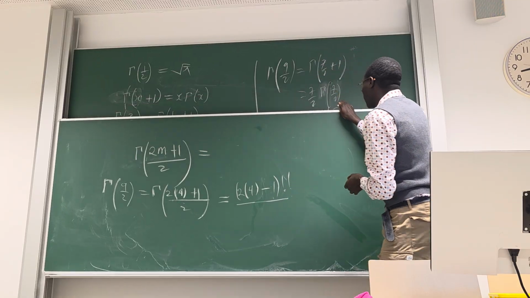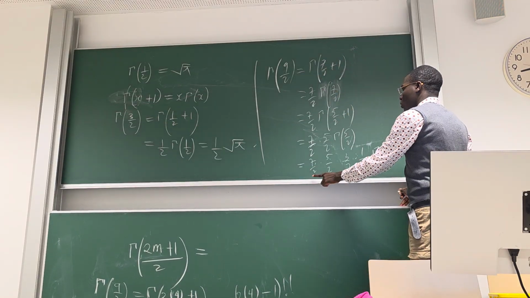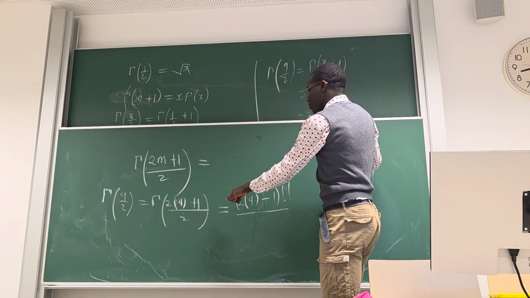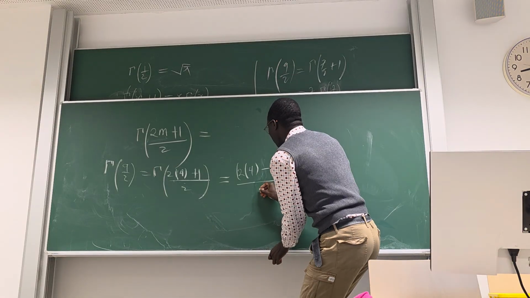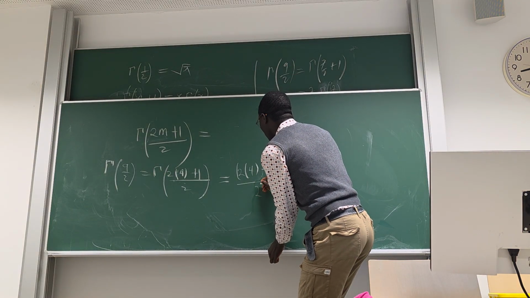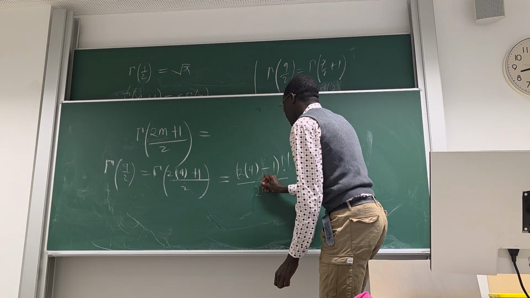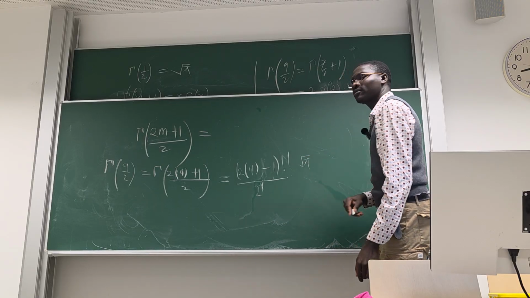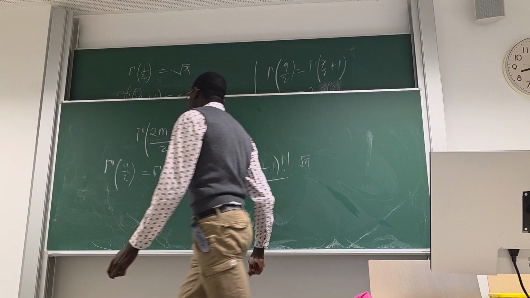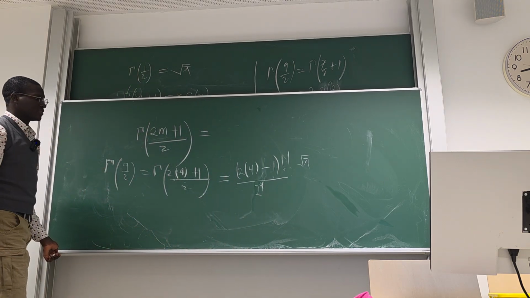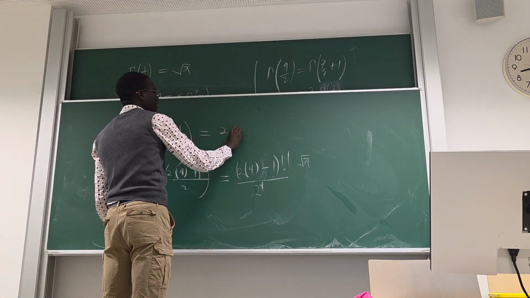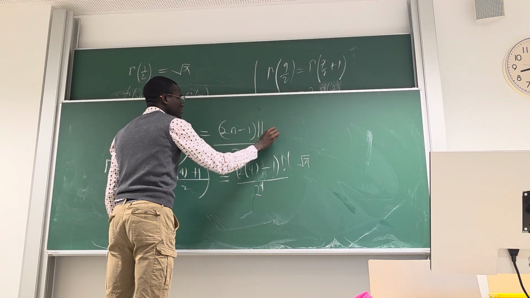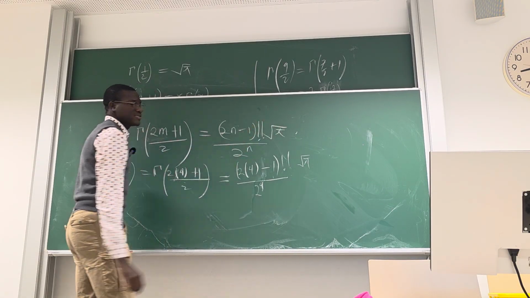Divided by, if you check this, you have 1, 2, 3, 4, 2 to the power of 4, which corresponds to 2 to the power of 4 here, times root pi. So surely we can write a formula for this. You just write 2n minus 1 double factorial over 2 to the n times root pi. That does it, okay?